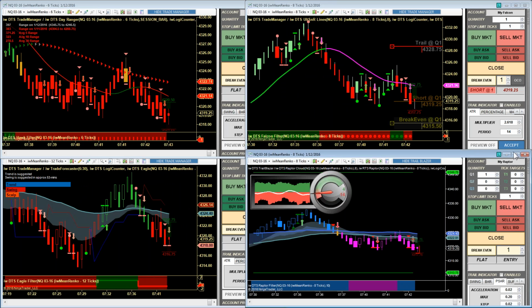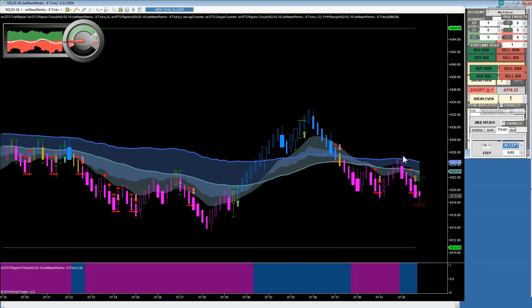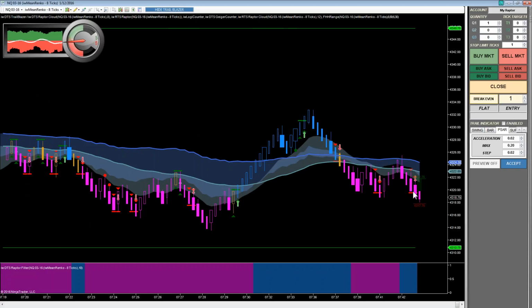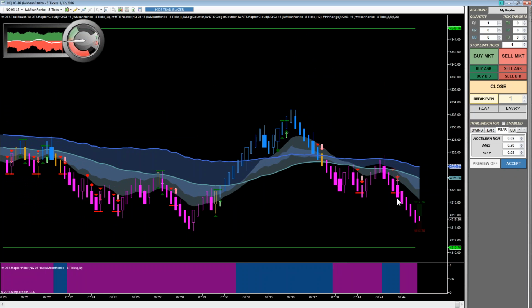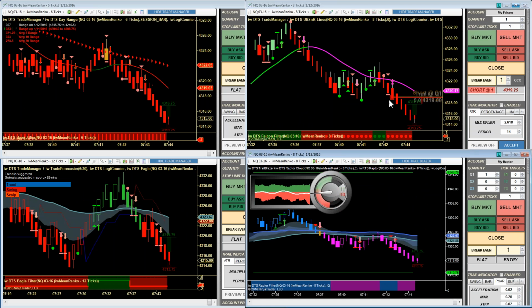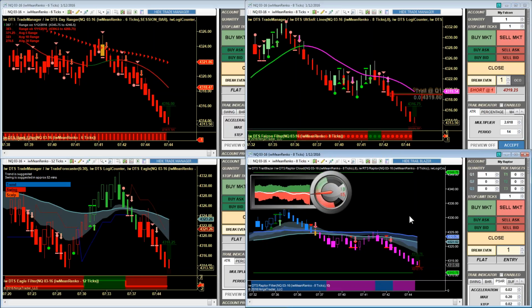Here on the Raptor also, we have that cloud crossover, we have that support from the cloud. You could also treat this as a trading range, and you could have sold right here. I'm a little bit late on the sell here on the Raptor, but you get the idea. The Raptor and the Falcon tend to coincide on the signals.